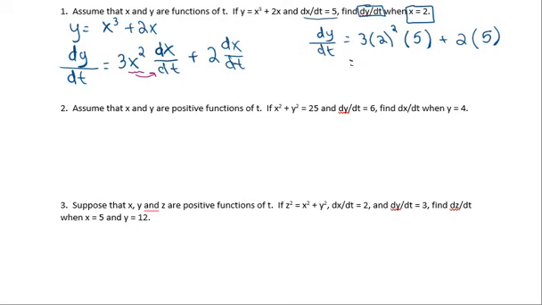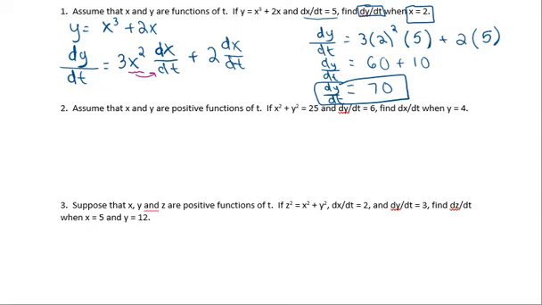So simplify it down. 2 squared is 4. 4 times 3 is 12. Times 5 is 60. 2 times 5 is 10. So it looks like we get 70, and that would be the value of our dy/dt. So now we've completed our derivative with respect to time for our equation in x and y.